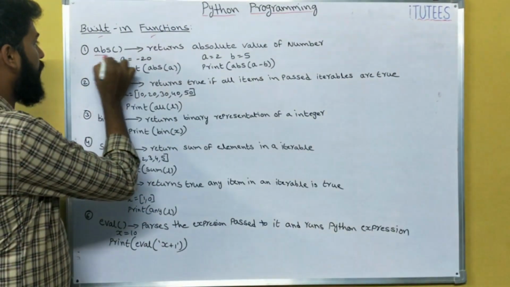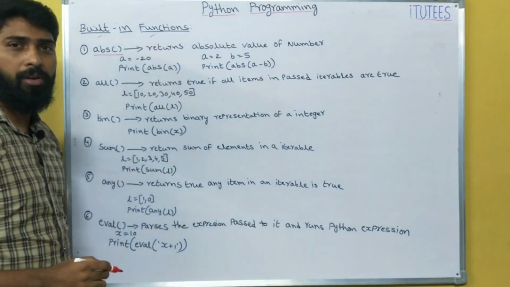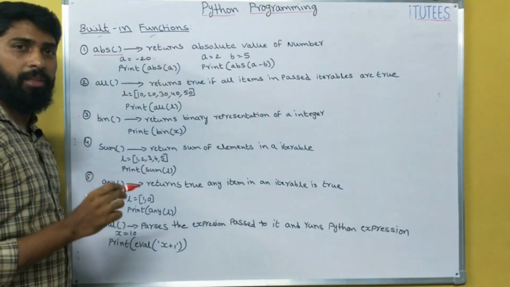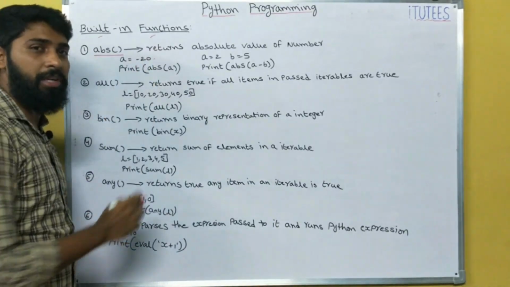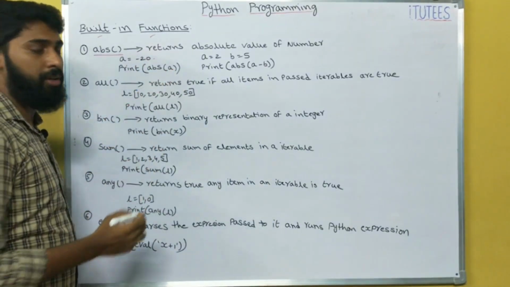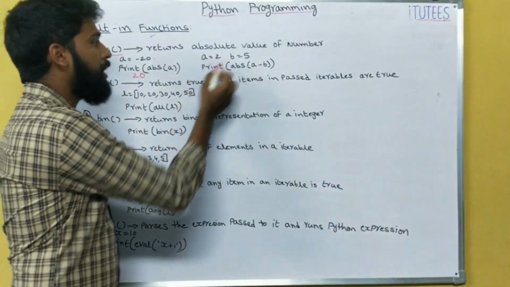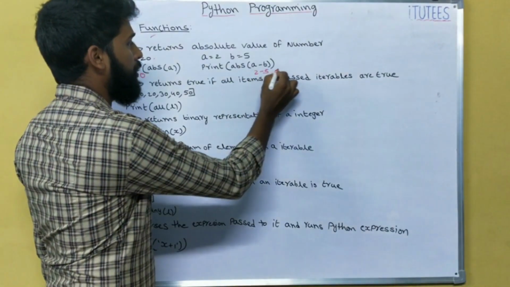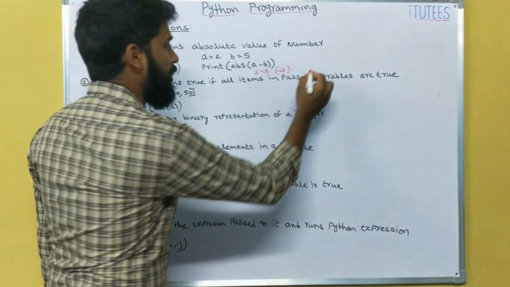So first, the abs function. The abs function returns the absolute value of a number. That means if you give any negative number, it returns a positive number. Here a equals minus 20, print abs of a, that means it prints 20. Here a equals 2, b equals 5, so 2 minus 5 is minus 3. abs of minus 3 returns 3.